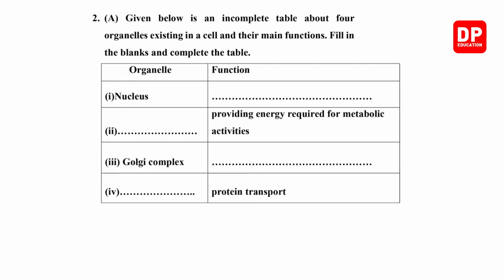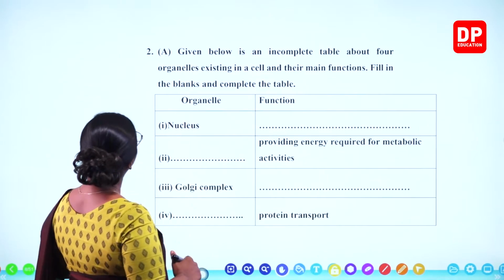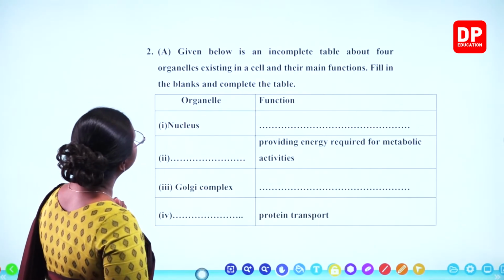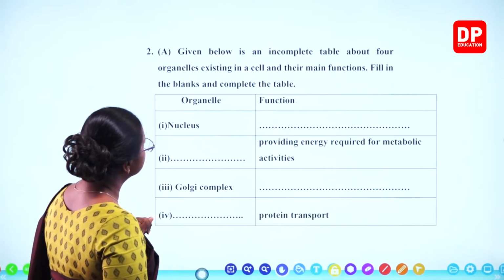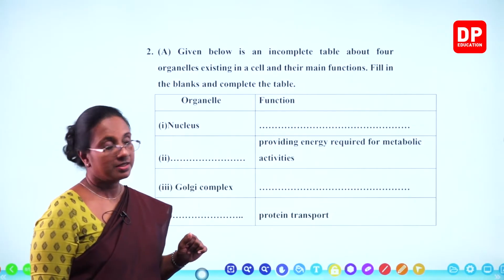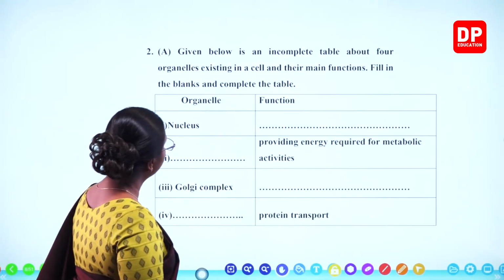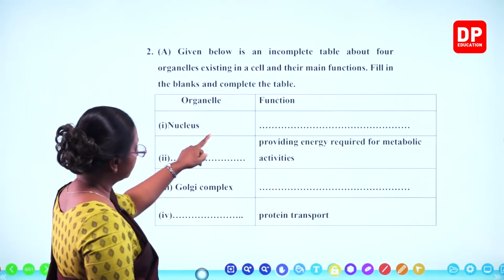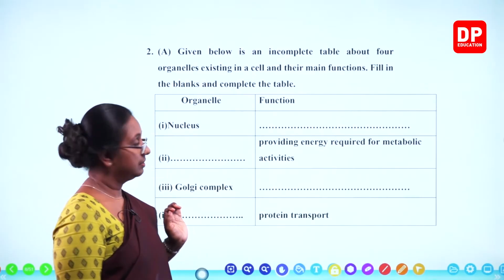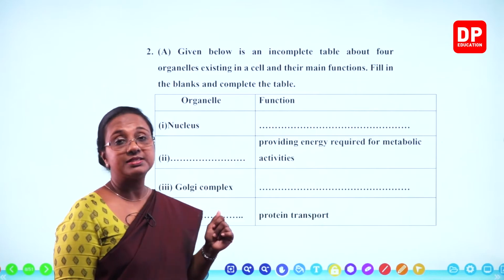So here, this is the second question of your structured paper. So let's look at the second question. Second one, A part. Given below is an incomplete table about 4 organelles existing in a cell and their main functions. Fill in the blanks and complete the table. So here the organelle is given in the first column, function is given in the second column. So they have spaces left there. The first one, you can see nucleus. Nucleus, what is the main function?